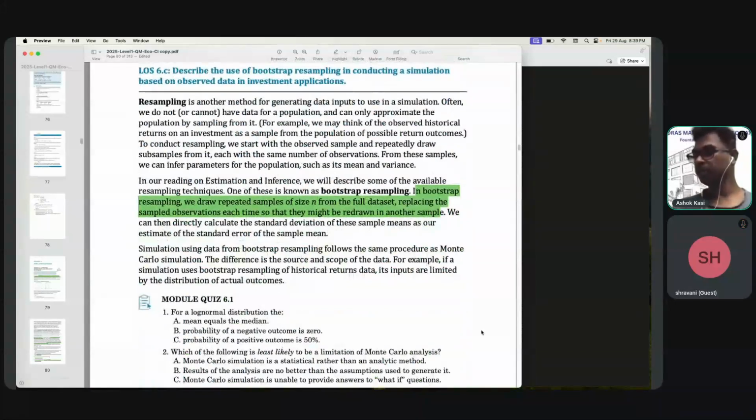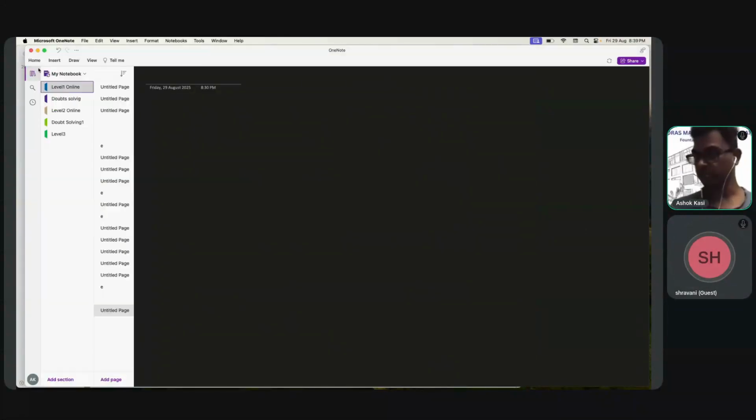So resampling means basically you are creating more samples from one sample. How can you create more samples? One of these techniques is called bootstrap resampling. Bootstrap means you are creating more samples with the existing sample, with the given data.